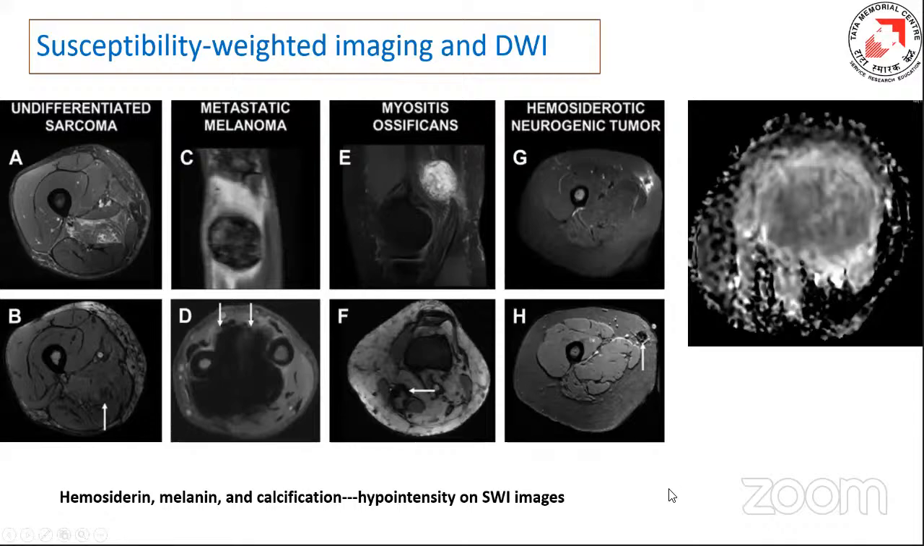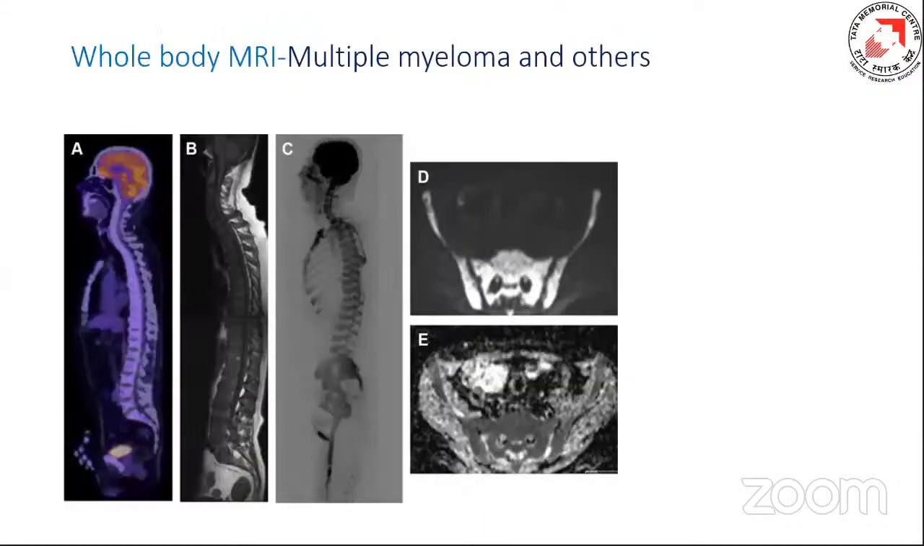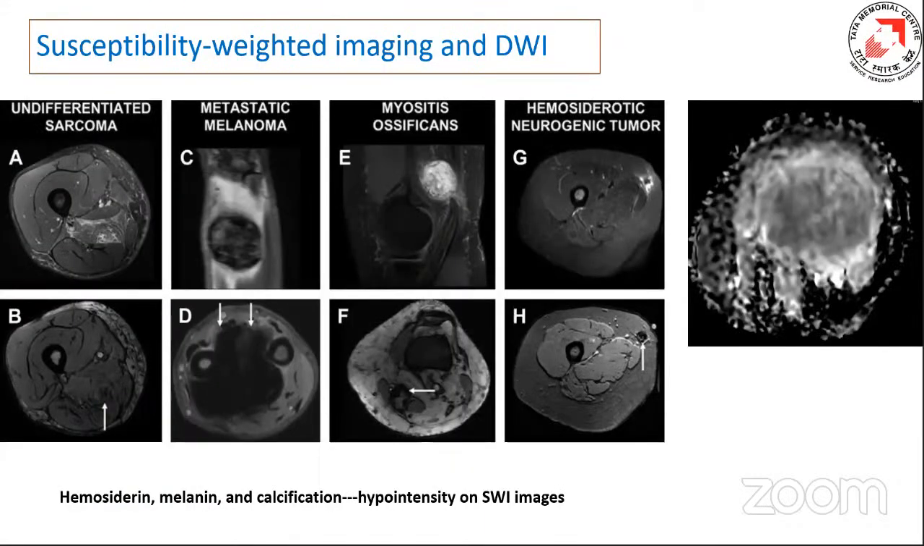And another thing that will help narrow down your differentials, previous slide please, is the susceptibility weighted imaging and the diffusion weighted images. Diffusion will tell you particularly whether the lesion has high cellularity. So it will give an index of the high cellularity that is particularly seen in Ewing sarcoma, small cell sarcomas, or lymphomas. So you will see a drop in the signal, and then it will help formulate a diagnosis.